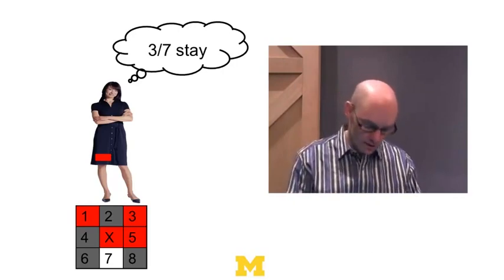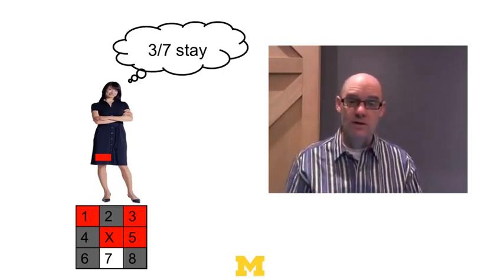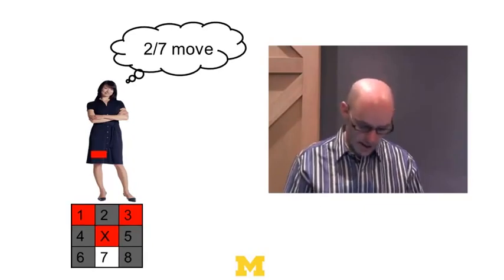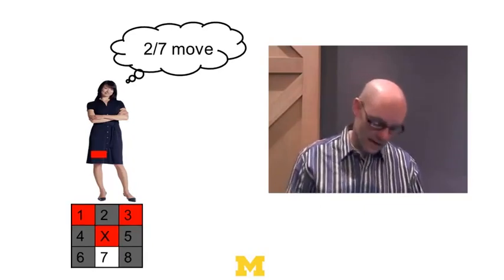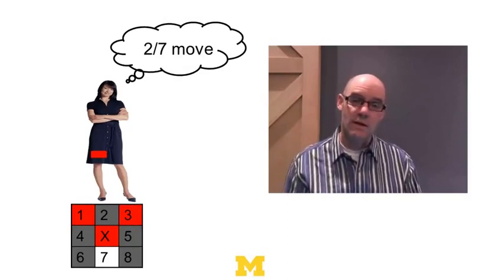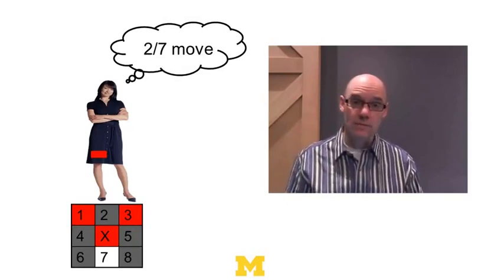So this woman here, she looks and she counts 3 of her 7 neighbors are like her, so she stays. But if one of her neighbors moved out, and now there were only 2 out of 7 neighbors like her, then she'd move. So this is the model. That's all there is to it.